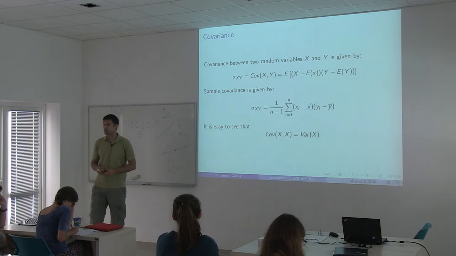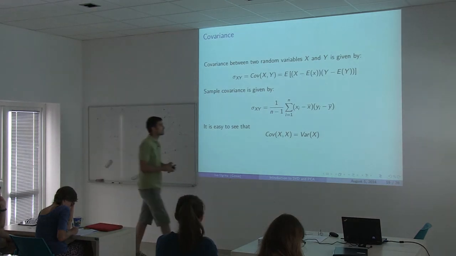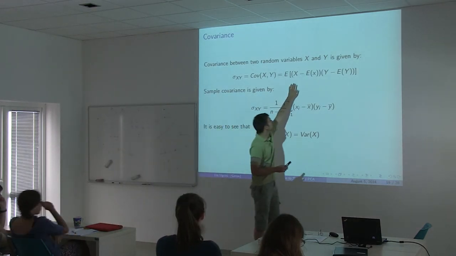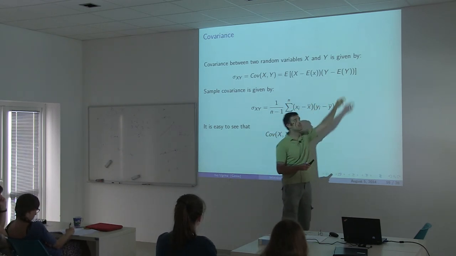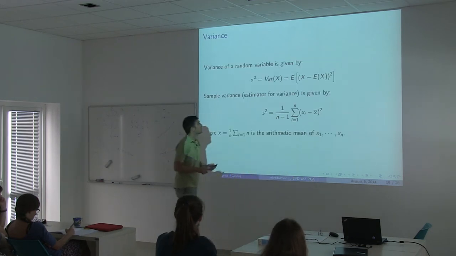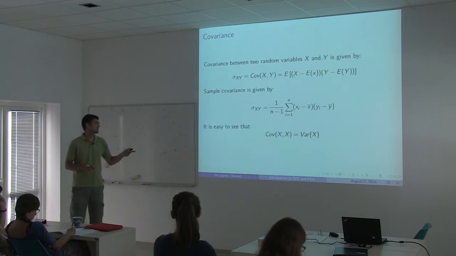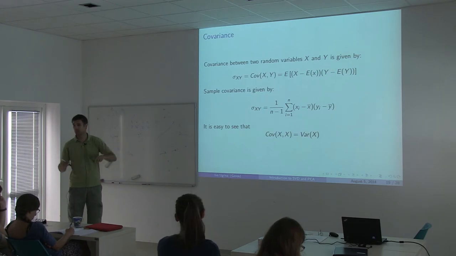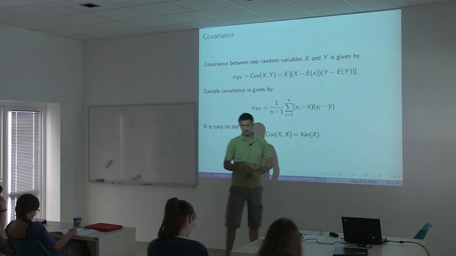You've already seen covariance. I'm just going to go through it quickly. So covariance between two different random variables is given with expectation and something here, the difference between X and its mean times Y and its mean. You can also define sample covariance in a similar manner as with variance. And it is quite easy to see that if you take the covariance of the same variables, you're going to get variance in the end, because if these guys are the same, then it's just squared here, and that's it, basically.